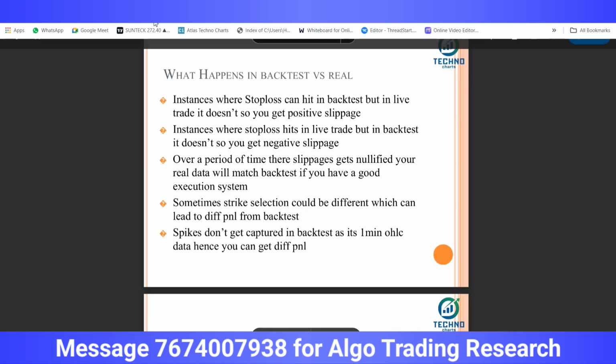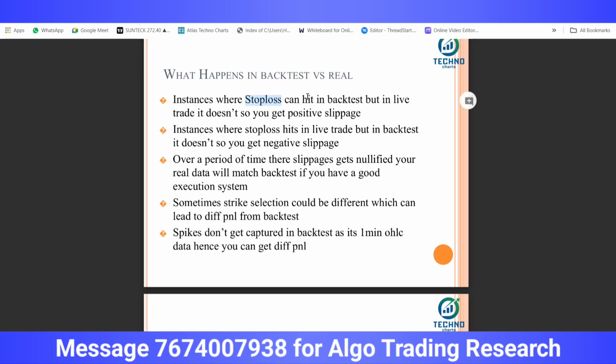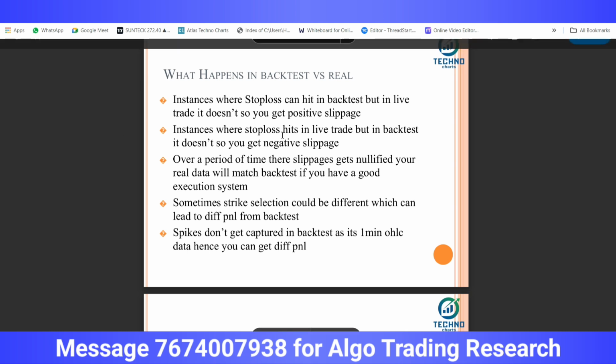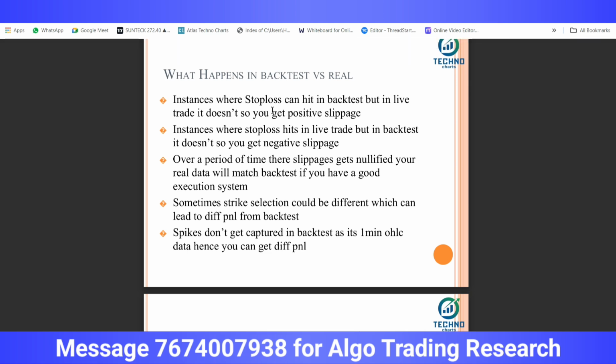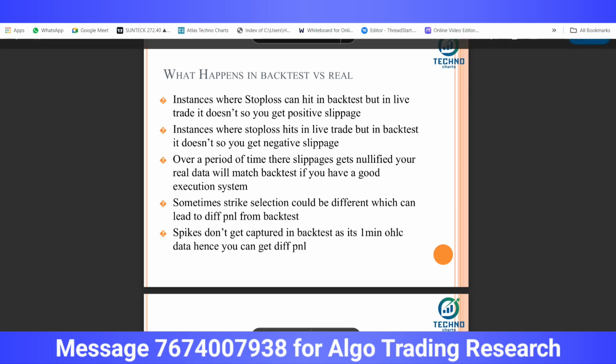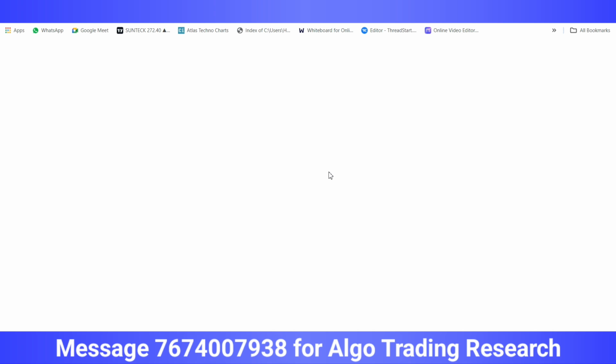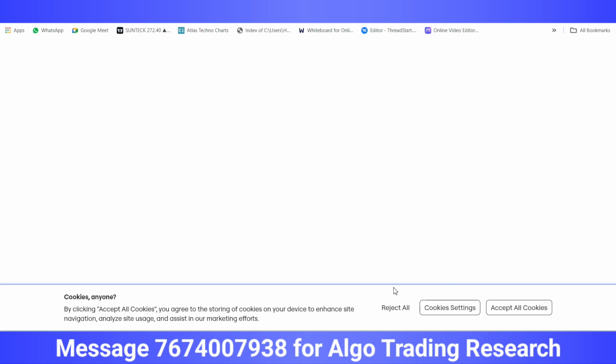What are the scenarios? What are the things that can happen? There are instances where the stop loss can hit in backtest, but in live trade it doesn't, so you get positive slippage. How will stop loss hit in backtest but not in live? Can anyone think of a scenario where the stop loss is hitting in one case, but in the other case it is not hitting?